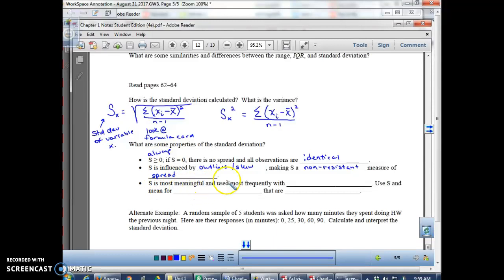So it's most meaningful and used most frequently when you have data that is symmetric. So data with a symmetric shape. So in that case, you would use S and the mean. They kind of go together. So S and X bar go together for distributions that are not skewed and have no outliers.